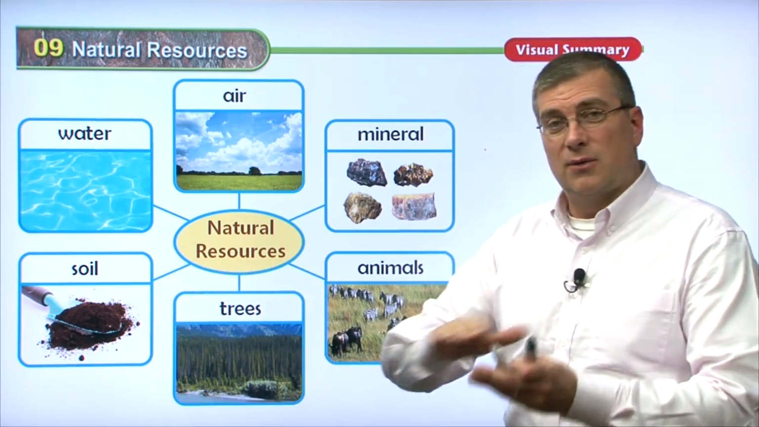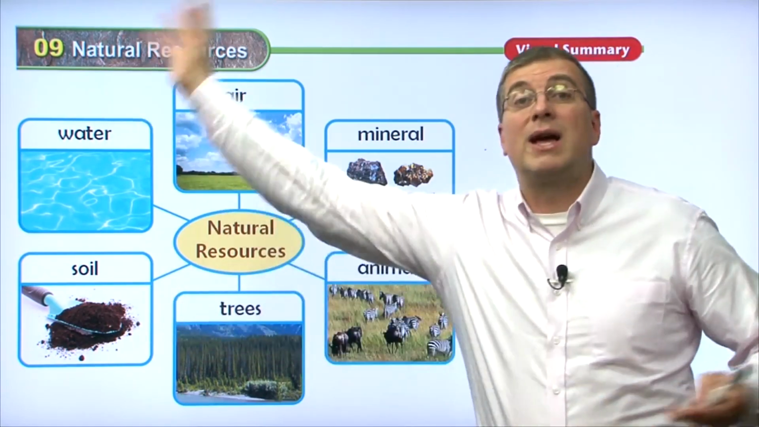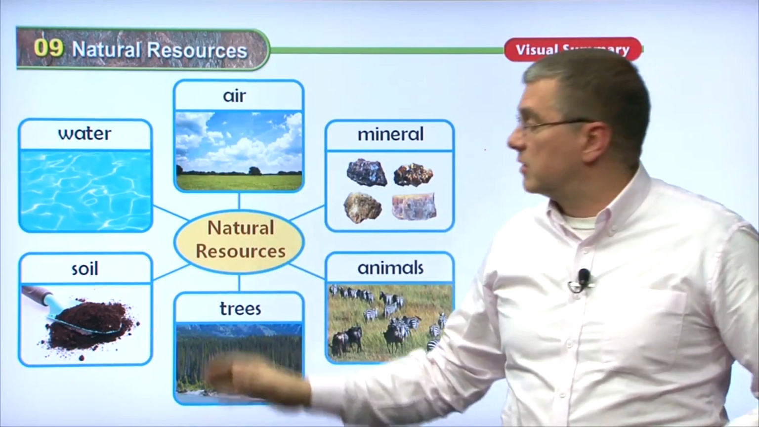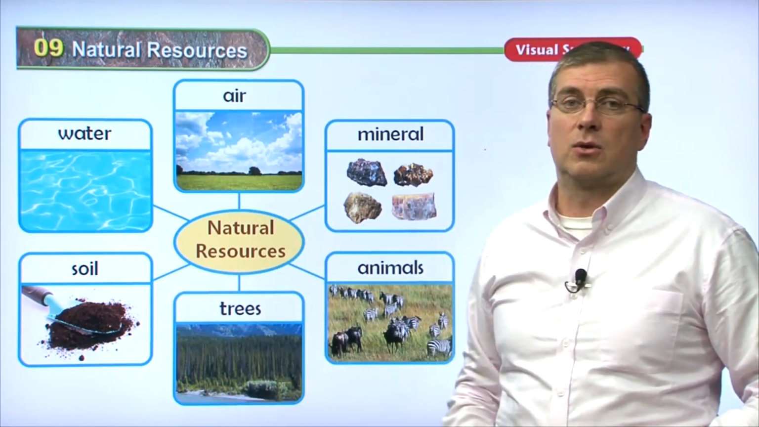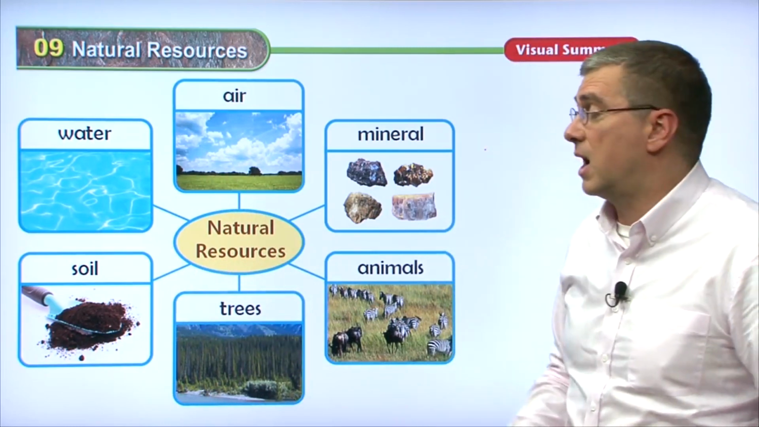Sometimes if we cut down all the plants in an area and there's a strong wind, the wind can blow that soil away and it's gone, right? So we have to be careful about protecting the soil because we need it in order to grow the food that we need to eat to survive.